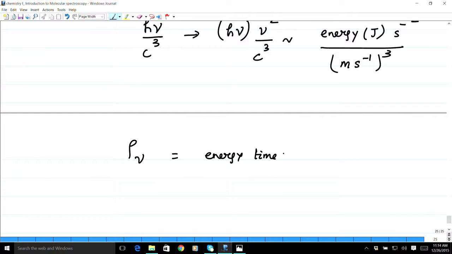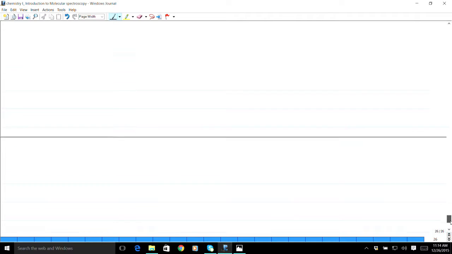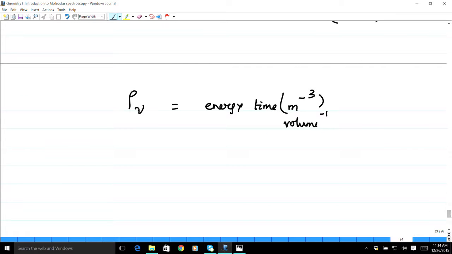time per volume, per volume. This is the radiation density formula, and it also is such that on both limits, when you take nu to be very large and nu to be very small, this formula leads to a value of rho nu going to 0, for nu going to 0 and nu going to infinity. That is, very large values.